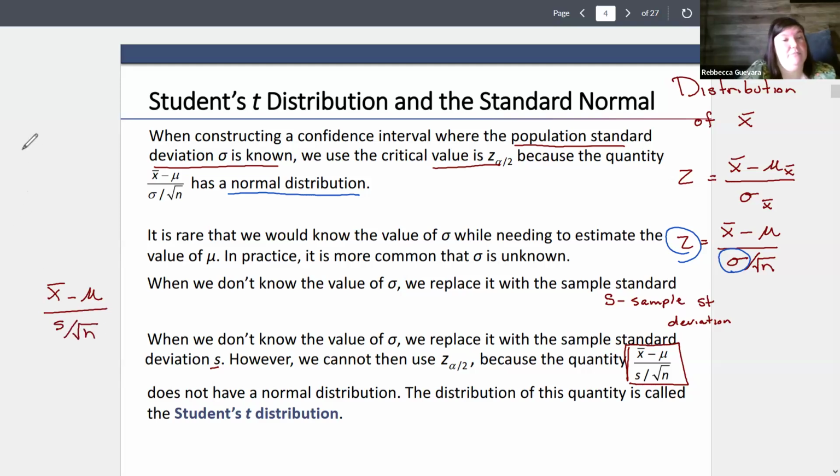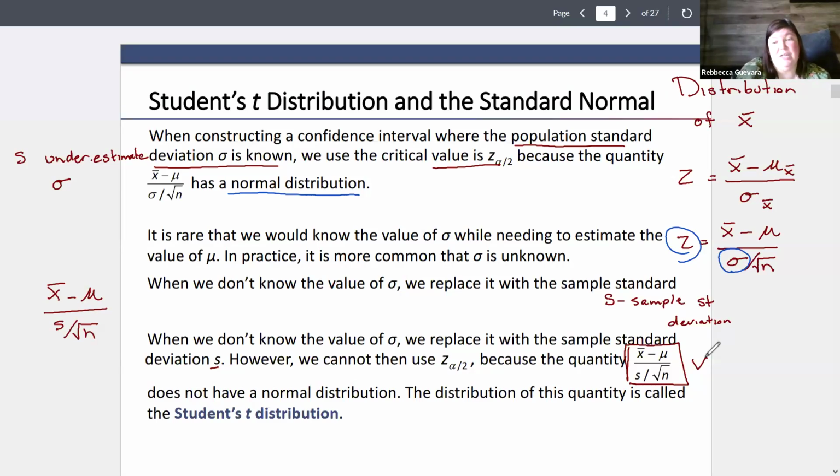And if you remember, S tends to underestimate. Your sample standard deviations tend to underestimate your population standard deviations. So they're very biased, is the problem. So I can't say that my distribution of x bar minus mu divided by s divided by the square root of n is going to have a normal distribution. It's going to change a little bit.